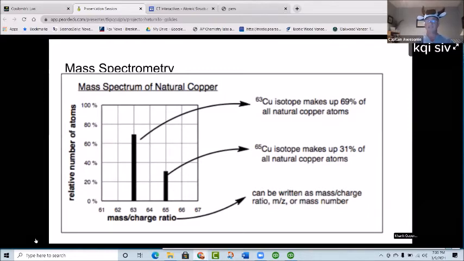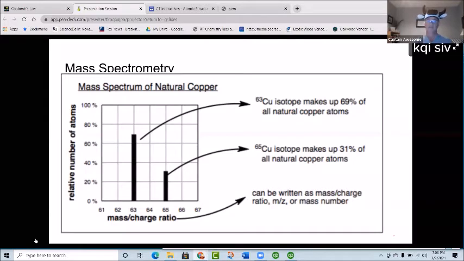Now that 63 is not the number of protons. That 63 is the mass number, the number of protons and neutrons together. And that 65 is the number of protons and neutrons together. So remember, copper always has the same number of protons, but it can have different numbers of neutrons. And what those neutrons tell us is, by the way, this is an isotope. Mass spectrometry is all about isotopes. So how many isotopes do you see? According to this graph, 2. Which one of those isotopes is found in greater abundance?